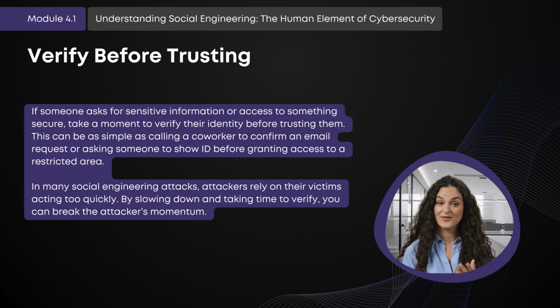2. Verify before trusting. If someone asks for sensitive information or access to something secure, take a moment to verify their identity before trusting them. This can be as simple as calling a coworker to confirm an email request or asking someone to show ID before granting access to a restricted area. In many social engineering attacks, attackers rely on their victims acting too quickly. By slowing down and taking time to verify, you can break the attacker's momentum.